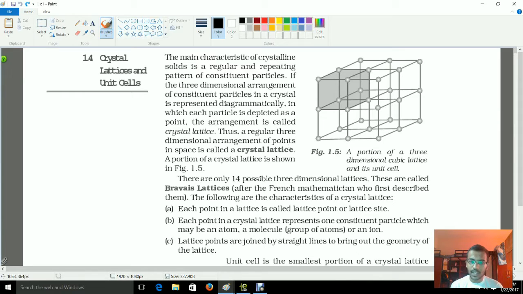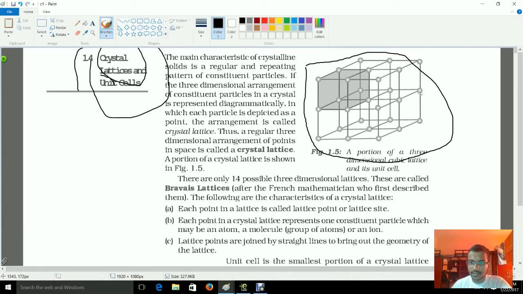Today I am going to talk about the cubic primitive unit cell. Before going to that concept, I would like to say about crystal lattices and unit cells. What is a crystal lattice? Any crystalline solid will consist of a regular repeating pattern of constituent particles. This particular arrangement of these particles is known as a crystal lattice. For example, see this diagram.